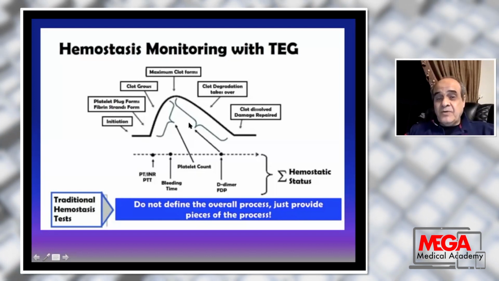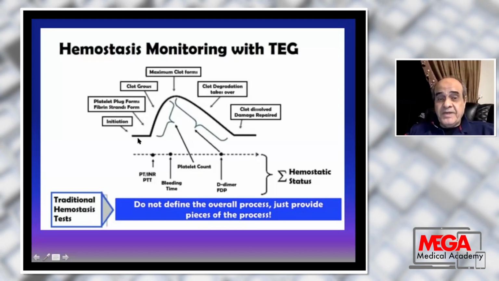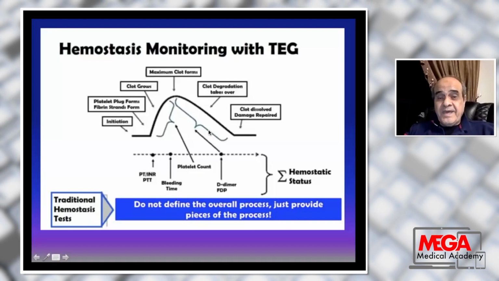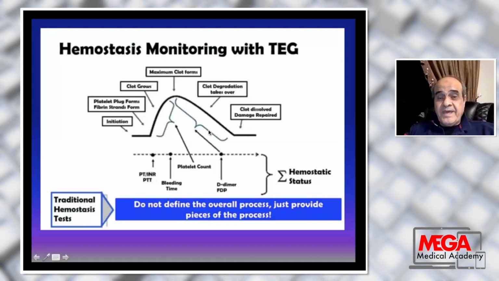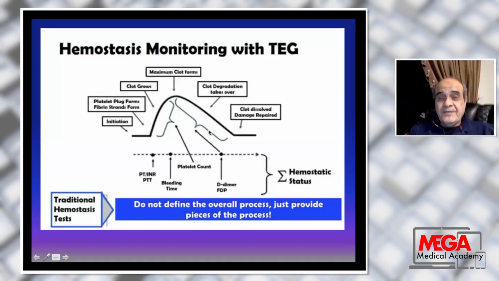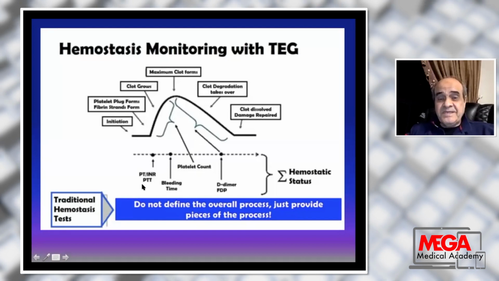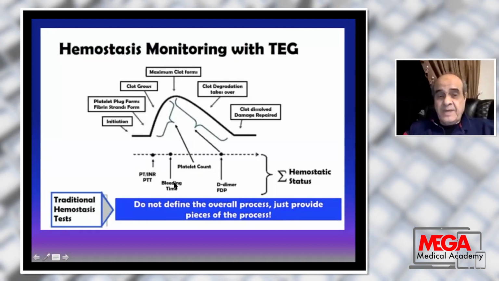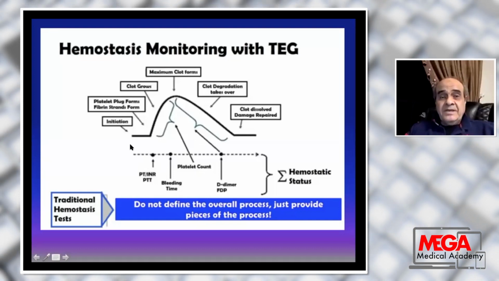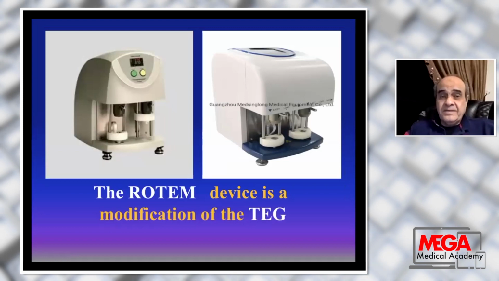And so if we can detect any defect in any stage of this process, we can correct it by the individual factor which is deficient. Like here, PT, INR, and PTT inform me about the coagulation factors, and the platelet count here will strengthen this stage. And so we depend on TEG, which is available as ROTEM or TEG, the same principles.